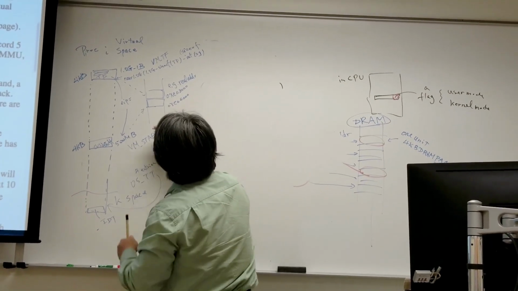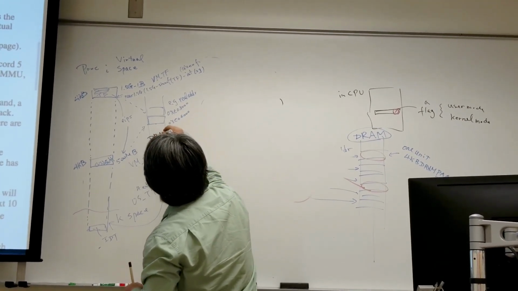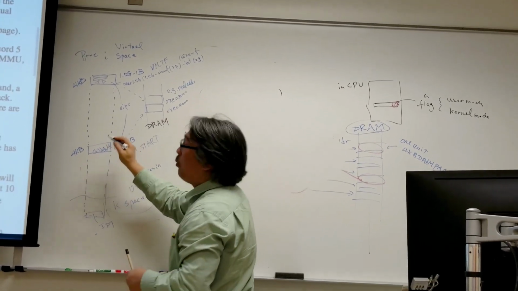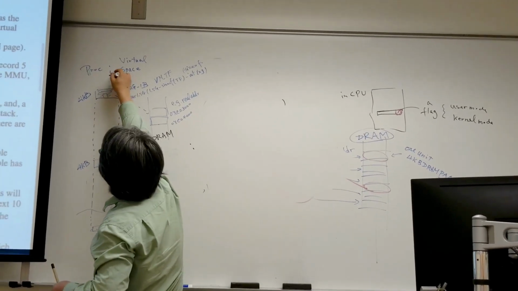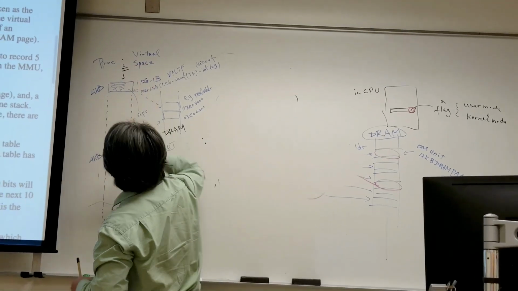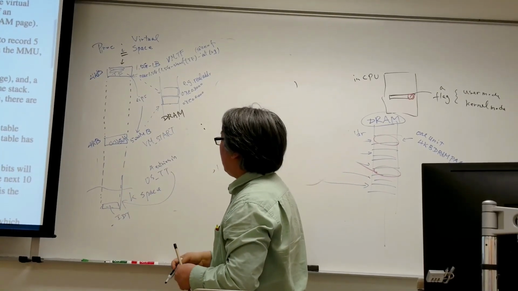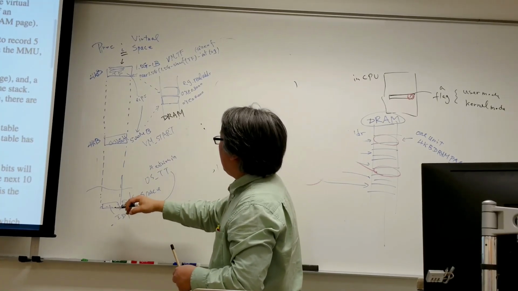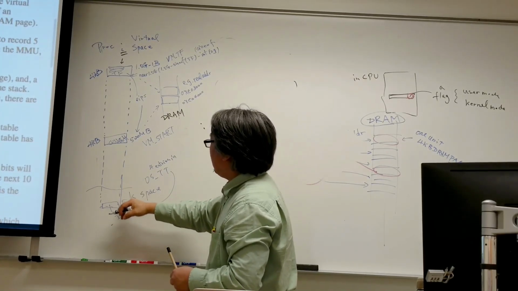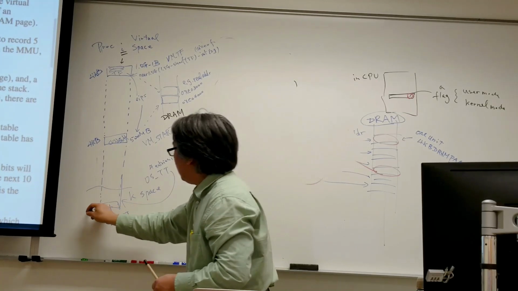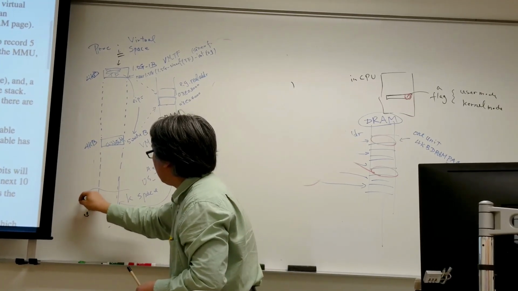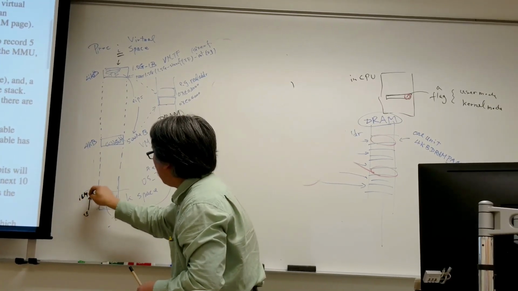So this is the DRAM, not too many pages. And this is the one process virtual space. Only one process virtual space. Every process has the same virtual space, starting from the bottom here, and then the mapping 16 meg. 0 through 16 meg minus 1 byte.